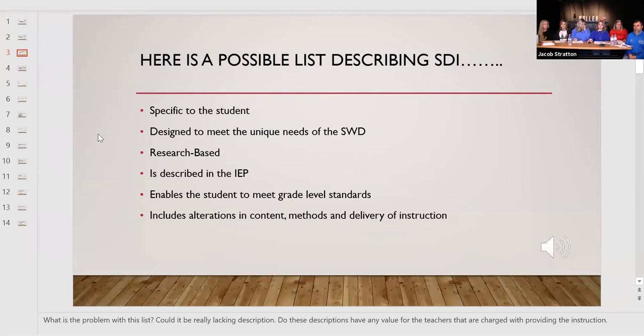Now, what I want to talk about is in the book called Great Instruction, Great Achievement, written by John O'Connor. For those that do have that book, on page 24, it talks about the six descriptions of specially designed instruction that we should be going through with our students. The first one is specific to the individual student. It is designed to meet the unique needs of the student with a disability, is research-based, is described in the IEP, and of course we have to have the grade level standards, and we have to have the delivery of instruction. Those were the things that I talked about just a minute ago, but he included that in his book. I may have said it in a different way back then, but it's included in his book.